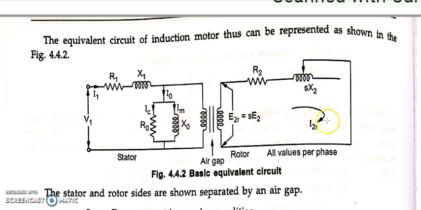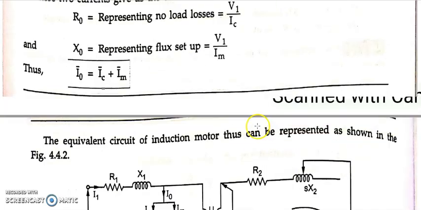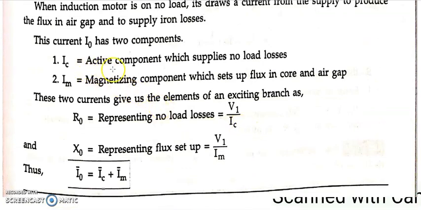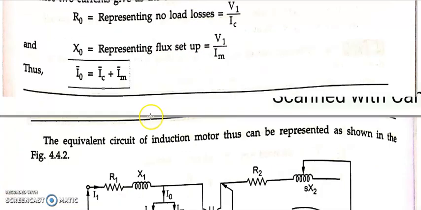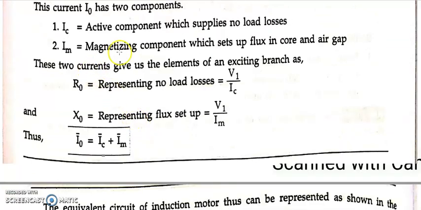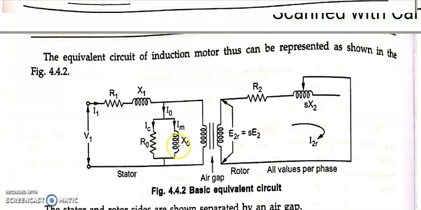And in the secondary part, the load current I2 flows. Again we are considering the running condition, so it is I2R. IC is the active component which supplies the no load losses, and IM is the magnetizing component which sets up the flux in the core as well as the air gap. That's what I said, excitation. For excitation's sake we are using IM.